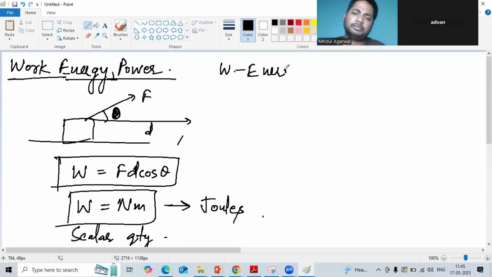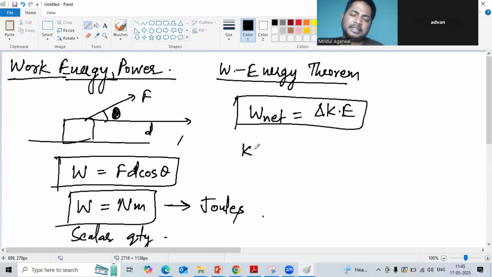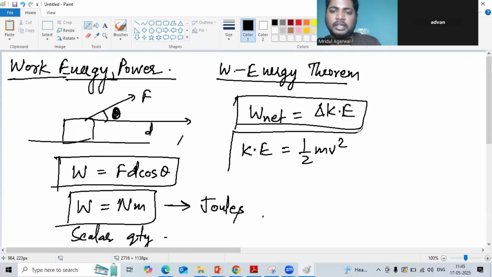The work energy theorem says that if you do some work on a system, then the net work done by all the forces is equal to the change in the kinetic energy of the system. Kinetic energy is given by half mv square, for a particle of mass m moving with speed v. So this is your kinetic energy.